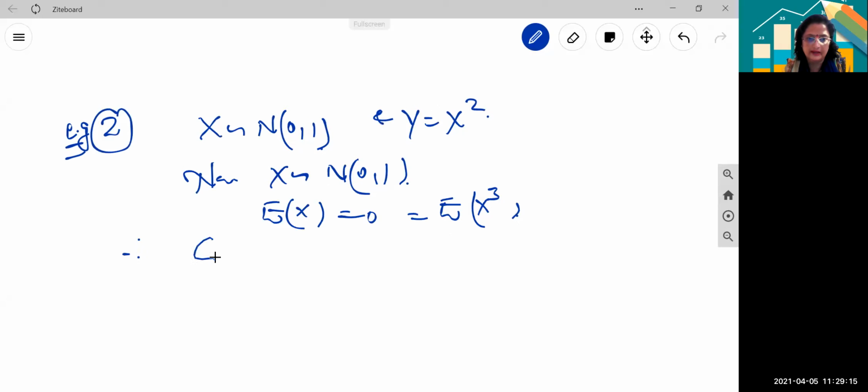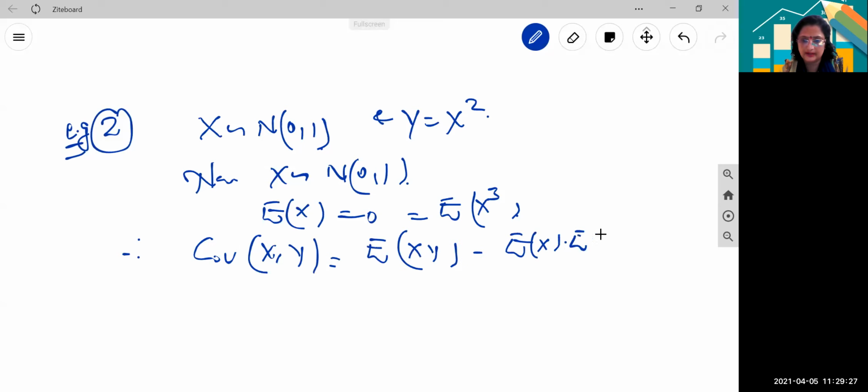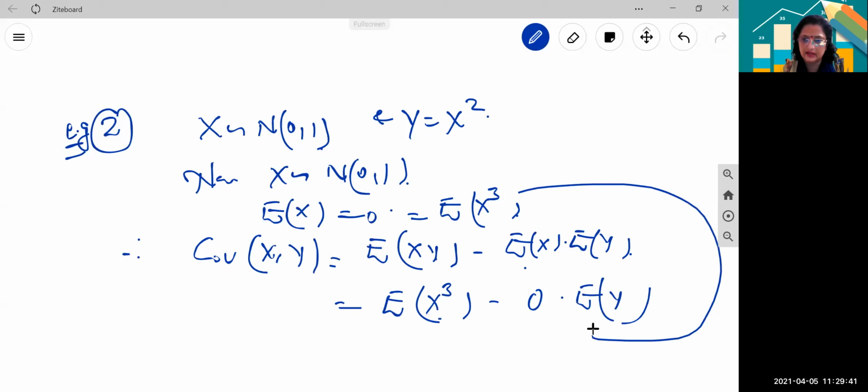Therefore, covariance between x and y is equal to expected of xy minus expected of x into expected of y. So you will put the value of y here, that is expected of x cube. The value of expected of x is already 0, into expected of y, and here the value of expected of x cube will also be 0. So this comes out to be 0 minus 0 is equal to 0. So therefore covariance between x and y is equal to 0.